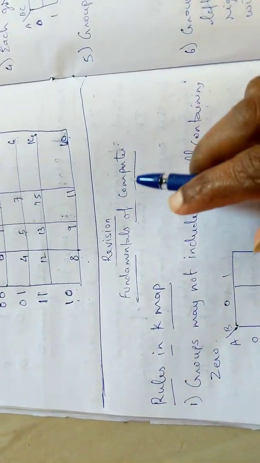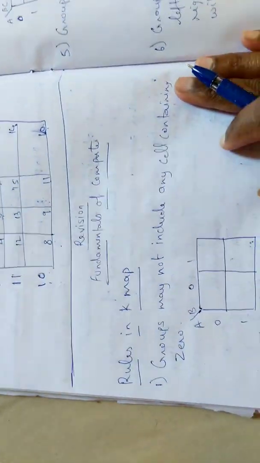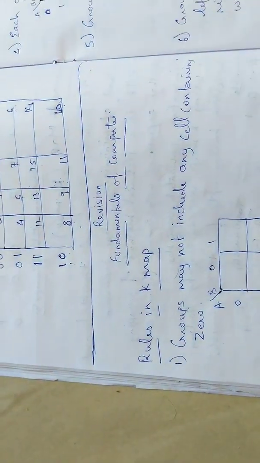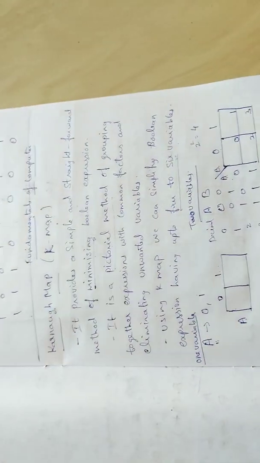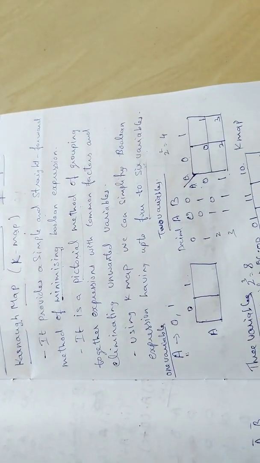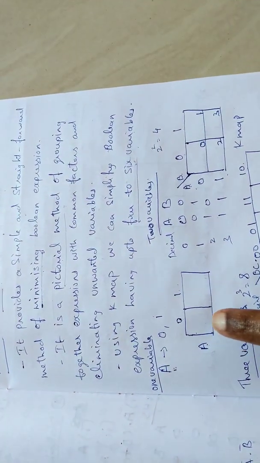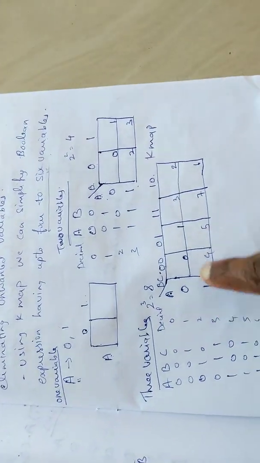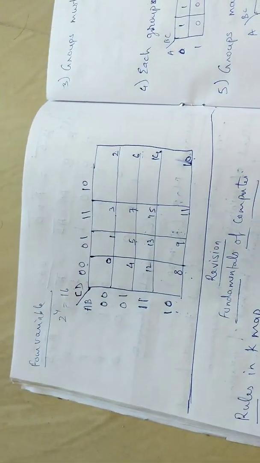Good morning students. Today in your Fundamentals of Computer revision class, we are going to see the rules in the K-map. Do you remember yesterday we discussed what a Karnaugh map is and what the use of that Karnaugh map is? We also discussed how to draw it for one variable, two variables, three variables, and four variables.